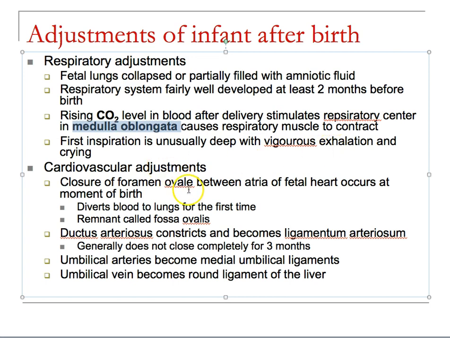Closure of the foramen ovale is now going to allow for the blood to travel to the lungs, so that you end up with this structure that's called the fossa ovalis, and then the other structures that allowed for the portal system to function inside the fetus are now closed.